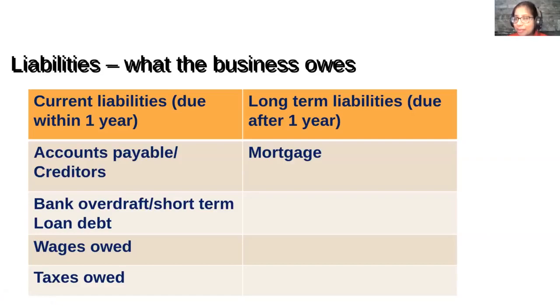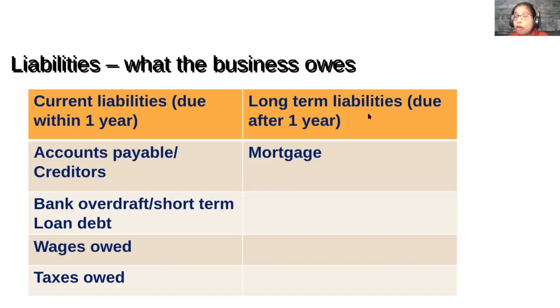For example, suppliers. So let's say a business orders some items from a supplier and they were supposed to pay $500, but instead they paid $300. So it means that accounts payable will have to be recorded for them as a liability in the amount of $200, which is the $500 minus the $300. Okay, so those are examples of current liabilities.